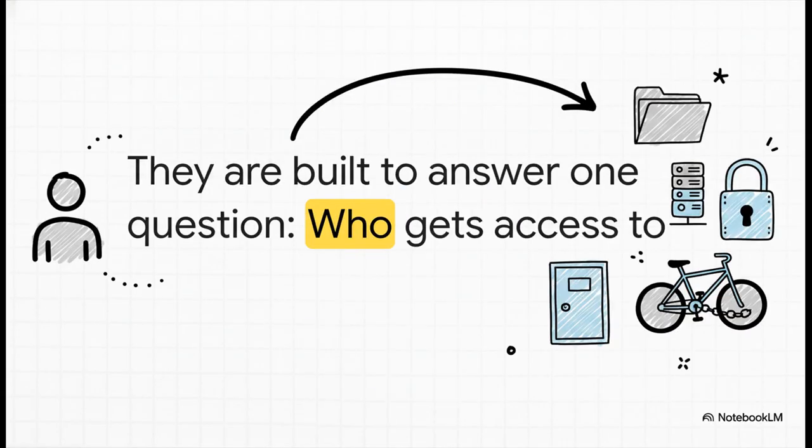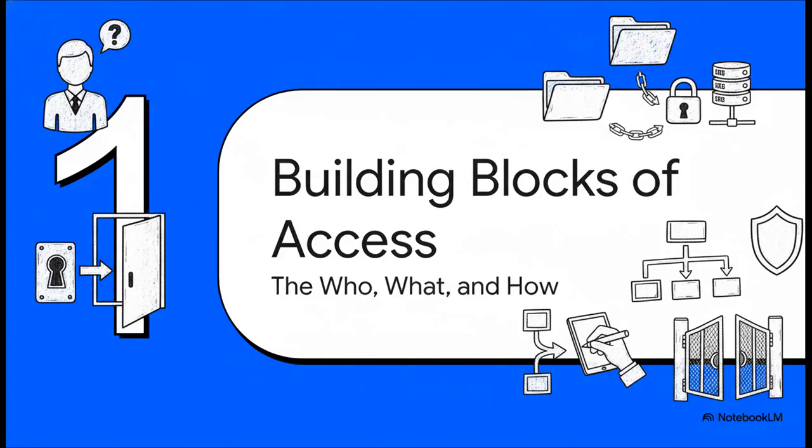They both answer one single crucial question. Who gets access to what? Every single security system out there, I don't care if it's a bike lock or a massive corporate network, it's all built to answer that one thing. It's about deciding who gets in the door, and just as important, what they can actually do once they're inside. So, how does this all work under the hood?